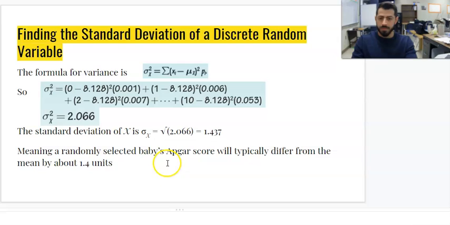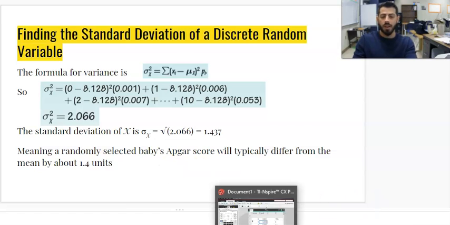Now, the standard deviation is a little bit different. Now that we know the average score, we take each of those values, 0 minus 8.128, 1 minus 8.128, and so on, square all of them, multiply each of them by their respective probabilities, and then add them all up, and that would tell us the variance. And so if the variance is 2.066, then the standard deviation would be 1.437, meaning that even though the expected score is 8.128, on average, any individual baby will score 1.4 points away from that in either direction.